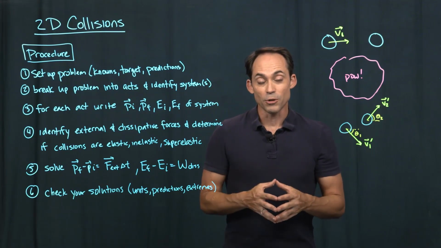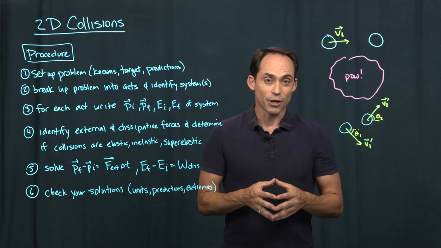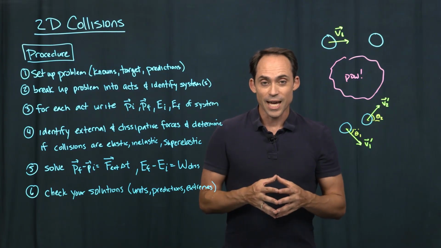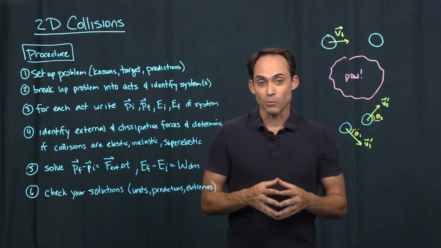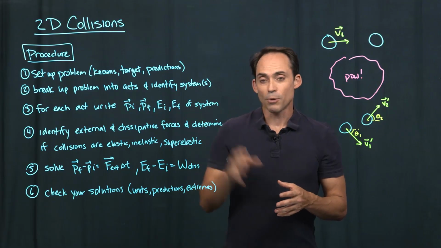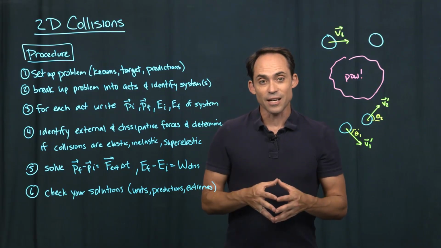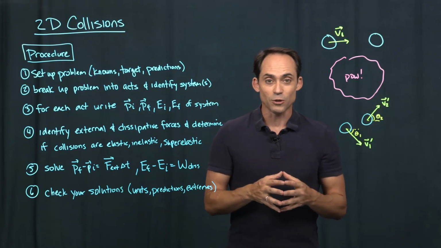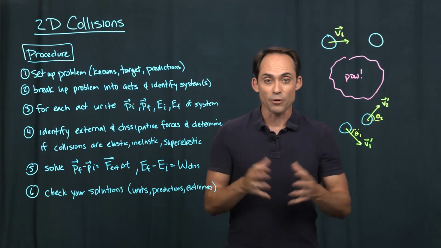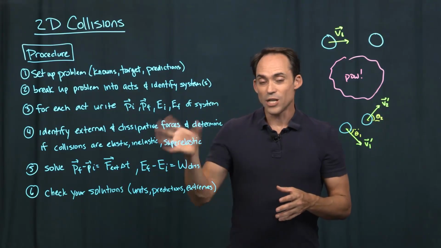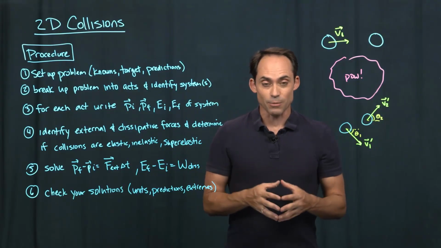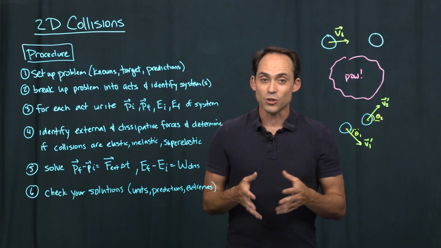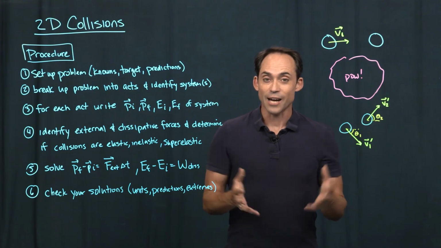So we'll set up our problem looking at what are the numbers that are known, figuring out what are the target numbers we're looking for, and then making some predictions about the motion if we're able to do that. Then we're going to break up our problem into different acts and identify what are the systems that define each of those acts. Those acts, of course, could include a collision event, but also other motions throughout the system. For each of those acts, we're going to write an initial and final momentum, and we're also going to write the initial and final energies for the entire system.